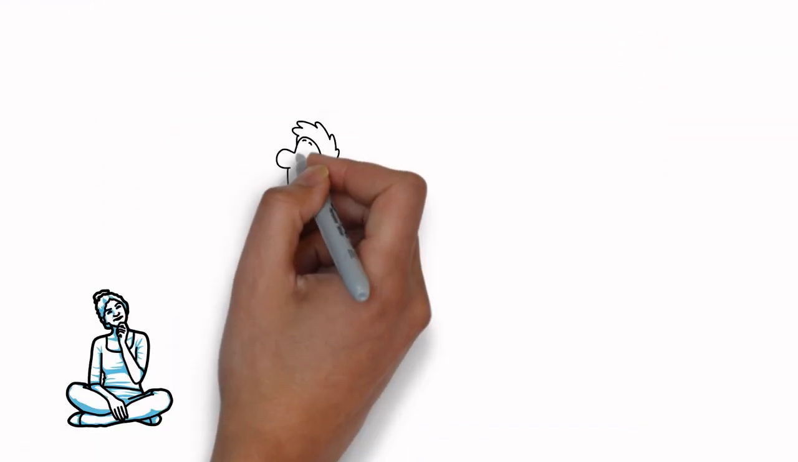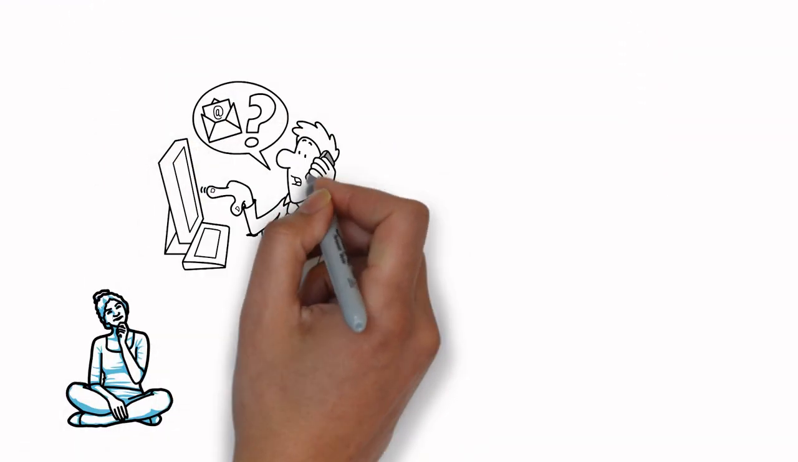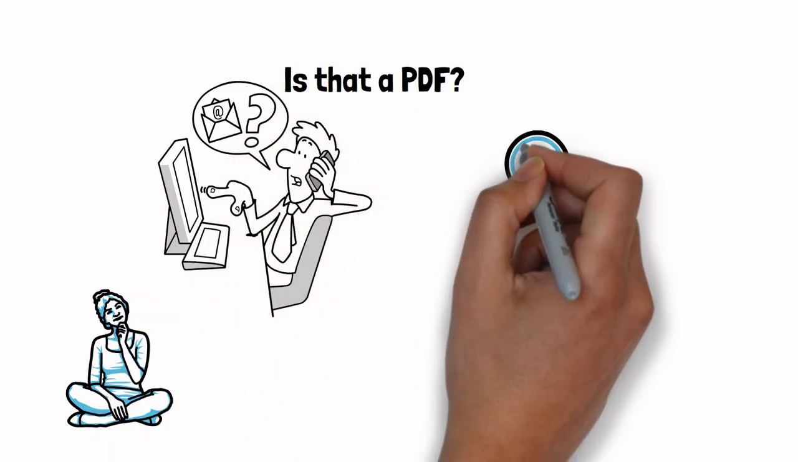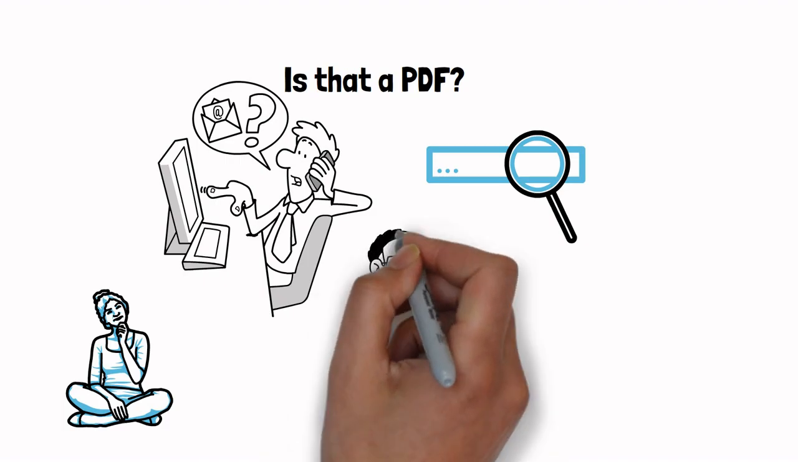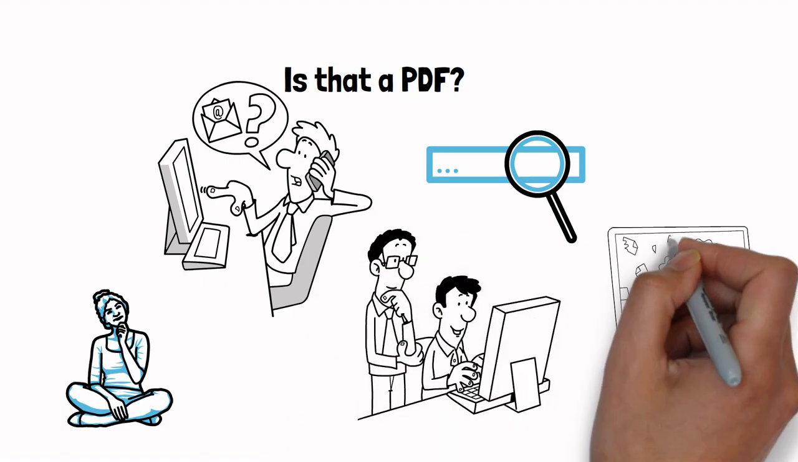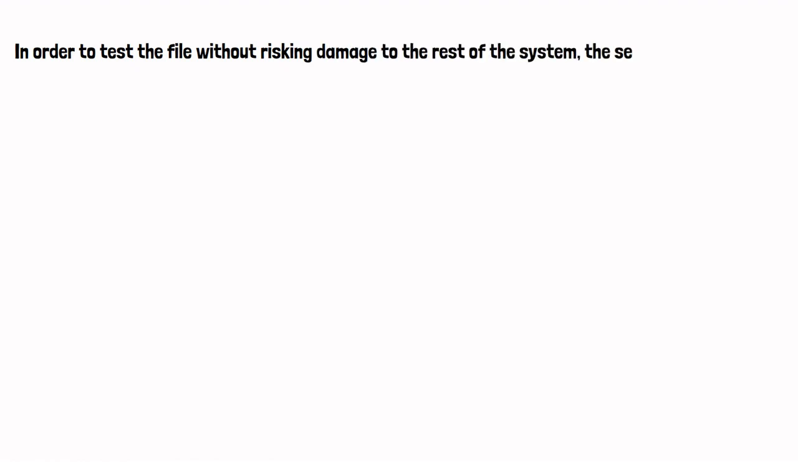threats. Imagine that an organization receives an email with an attachment that appears to be a PDF document. However, upon closer inspection, the security team realizes that the file is actually an executable file that could potentially contain malware. In order to test the file without risking damage to the rest of the system, the security team decides to use a sandbox environment.